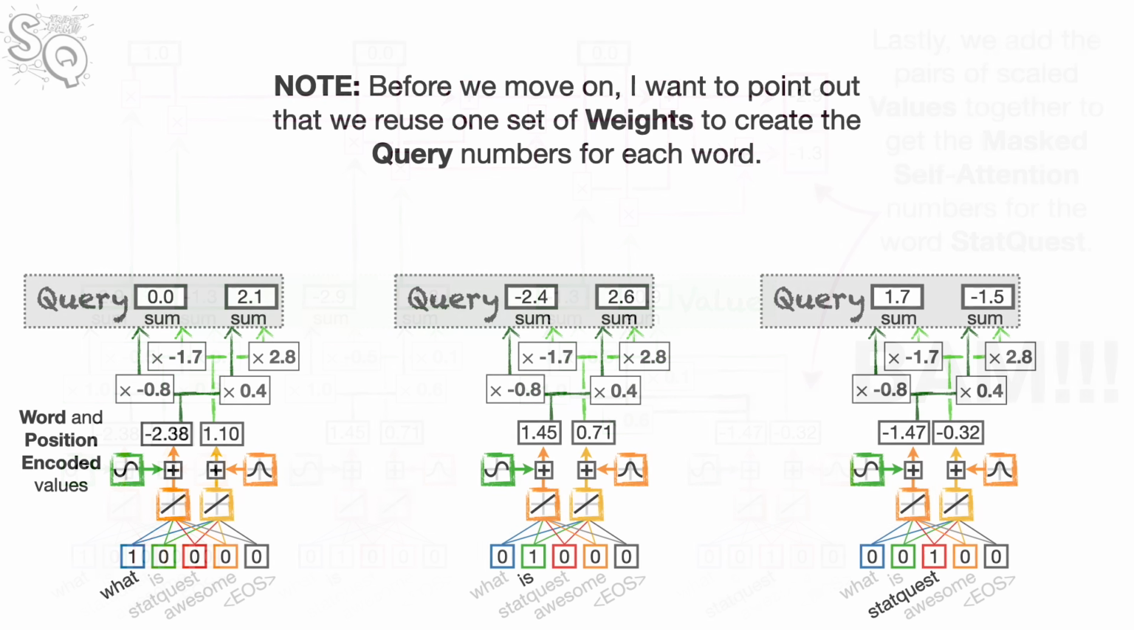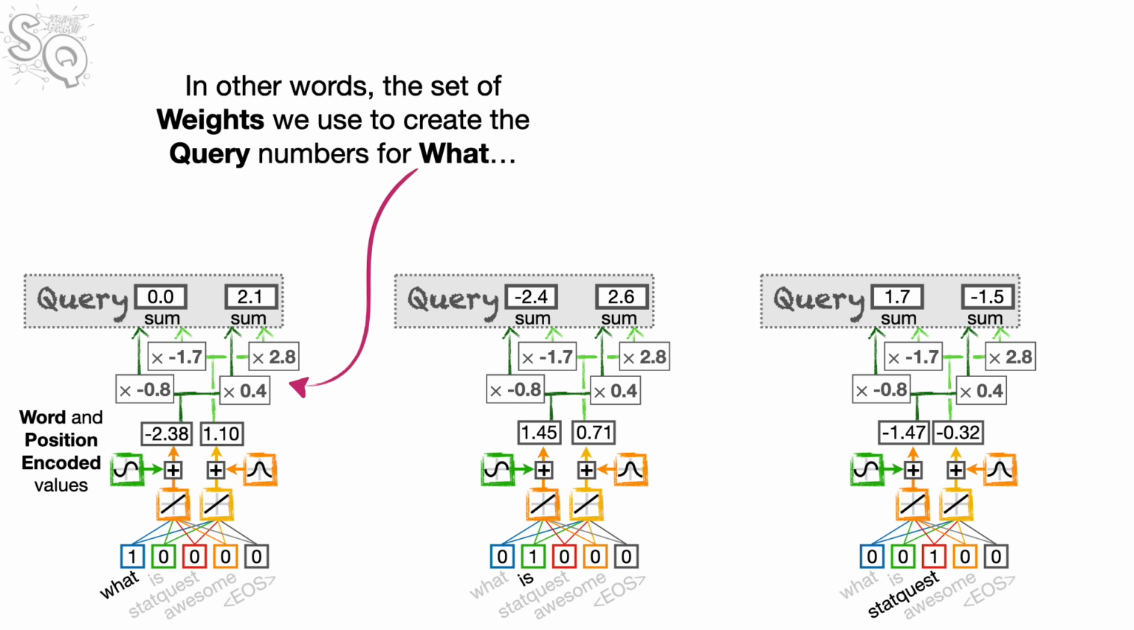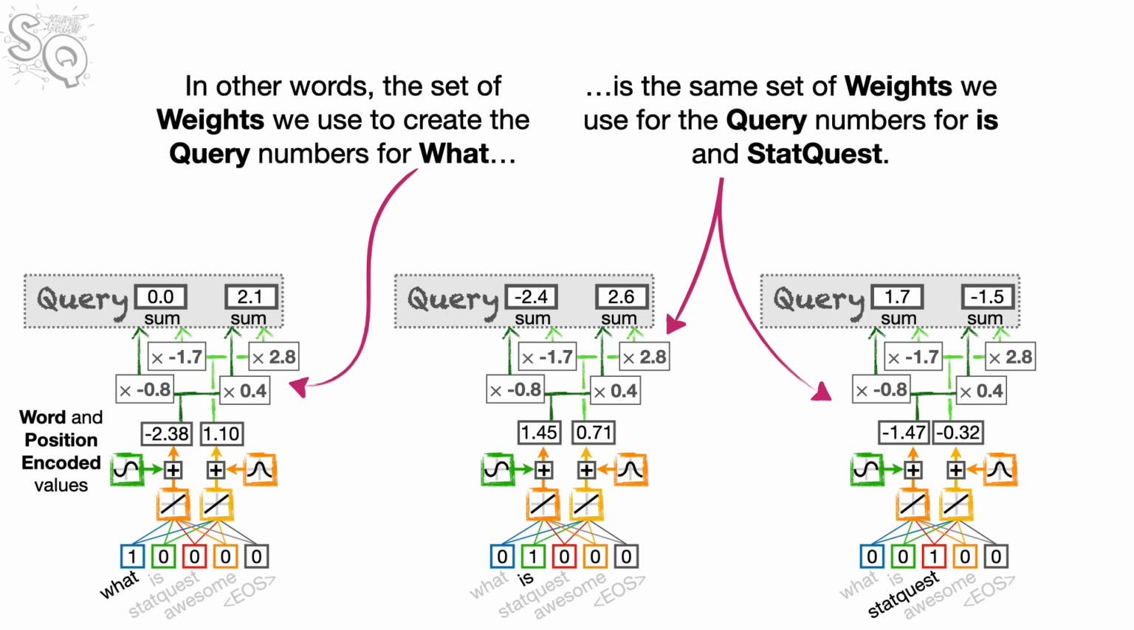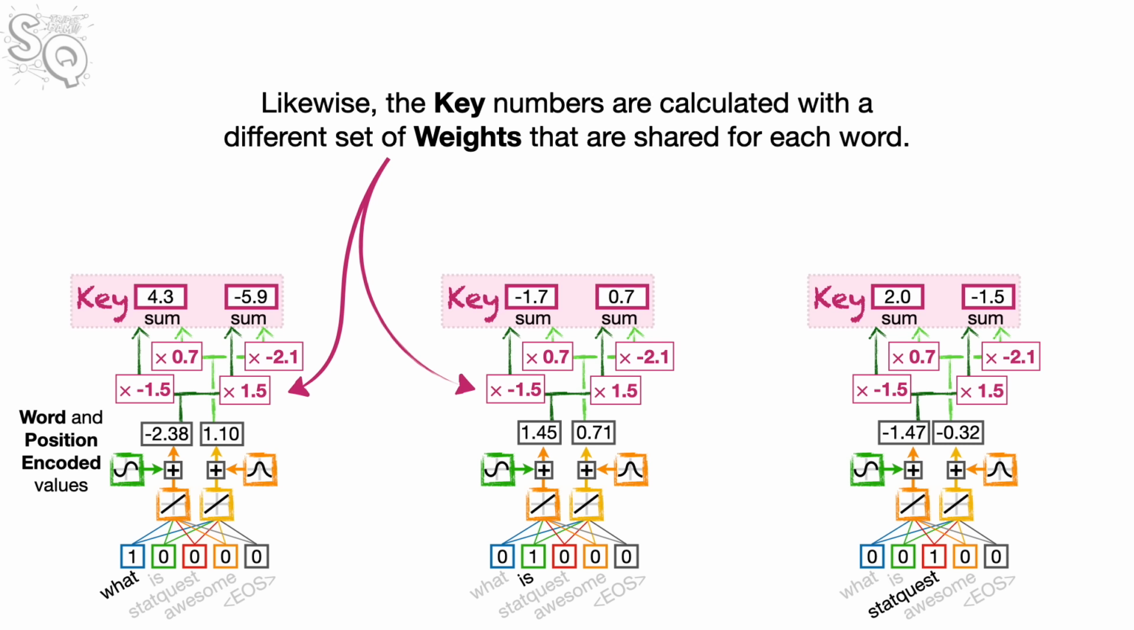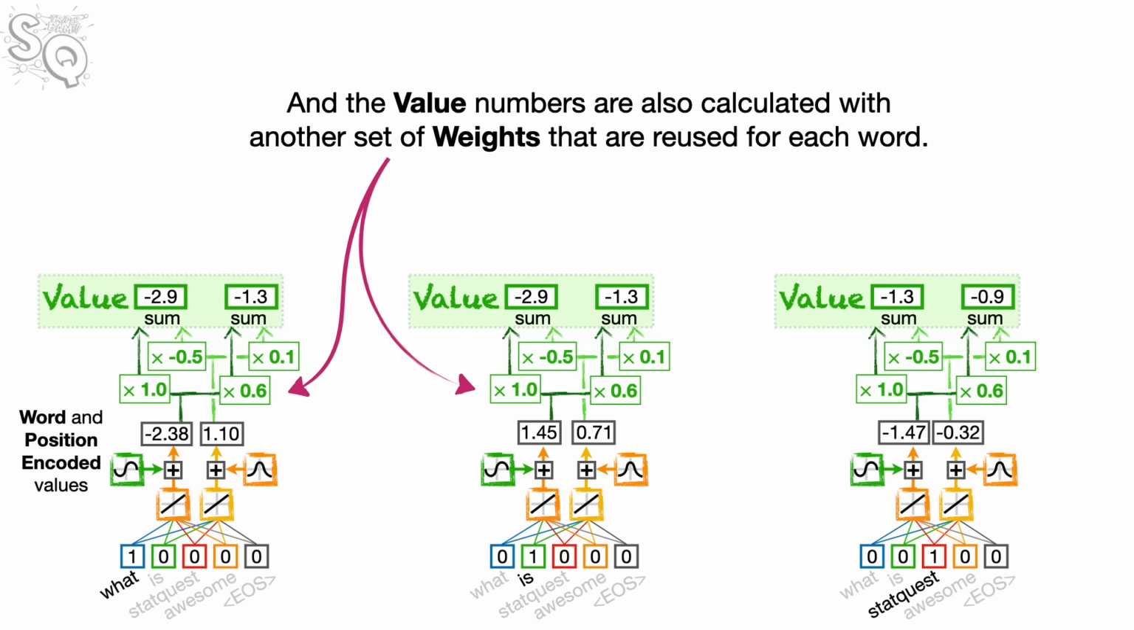Bam! Note, before we move on, I want to point out that we reuse one set of weights to create query numbers for each word. In other words, the set of weights we use to create the query numbers for "what" is the same set of weights we use for the query numbers for "is" and StatQuest. Likewise, the key numbers are calculated with a different set of weights that are shared for each word. And the value numbers are also calculated with another set of weights that are reused for each word.